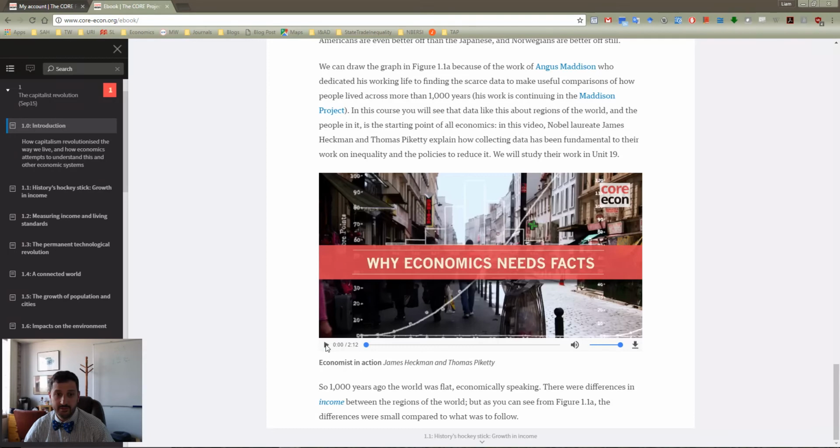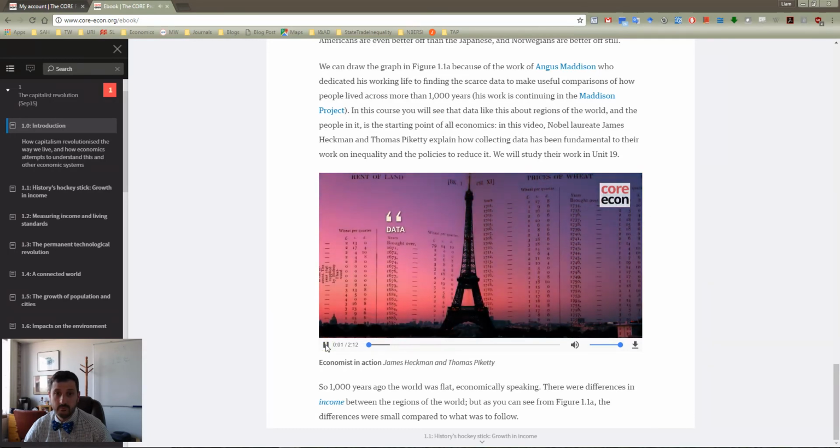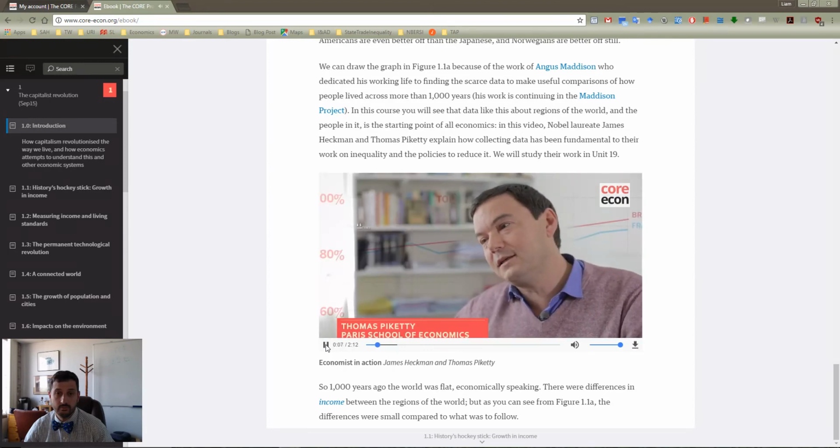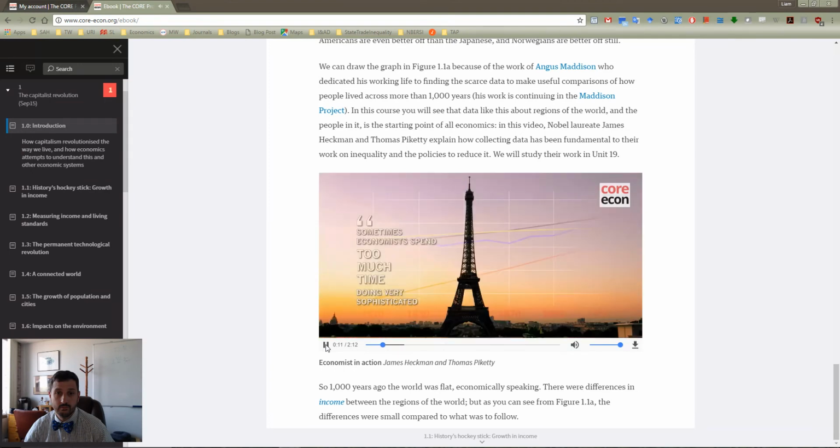Data essentially allow us to discriminate among alternative explanations. I think theory can be useful, but I think sometimes economists spend too much time doing very sophisticated theory without knowing what are the facts that they are trying to explain and understand.